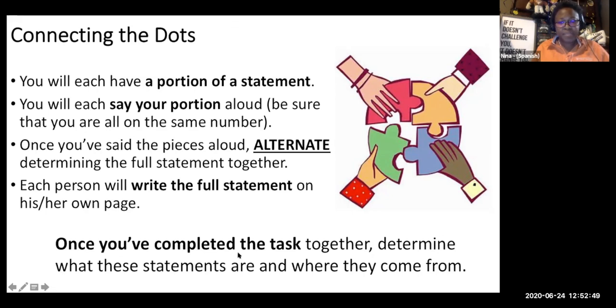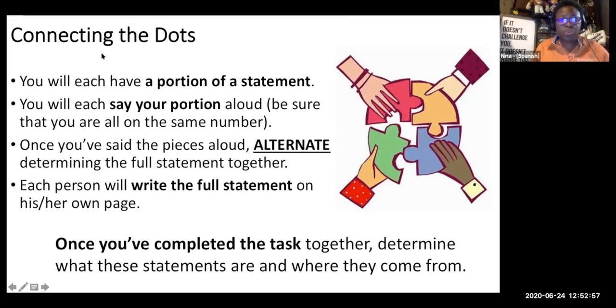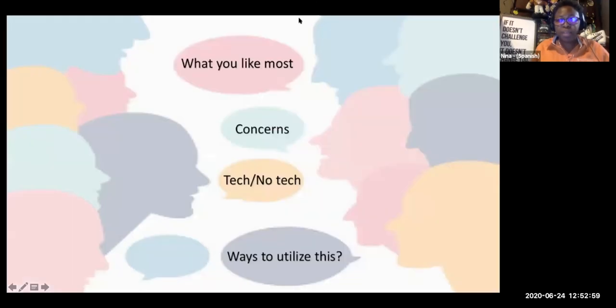I'll give you a chance to get that. Connecting the Dots. Yeah. Once you find that, let me stop share. Stuff keeps moving on my screen. There we go.